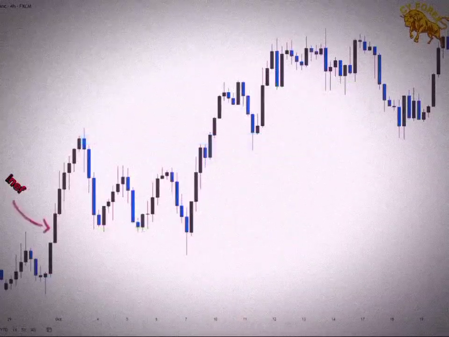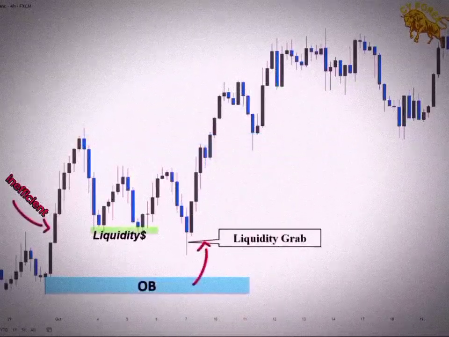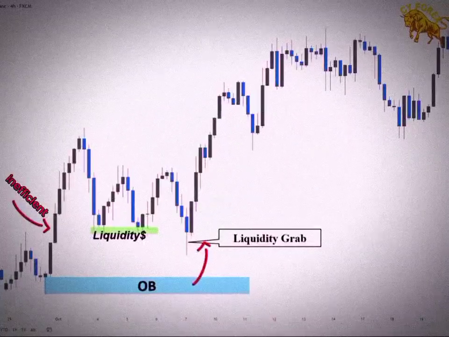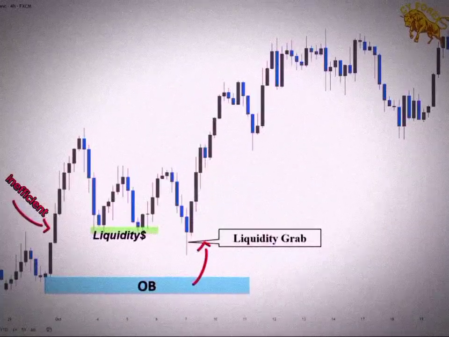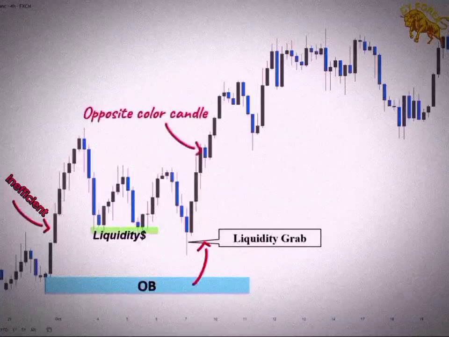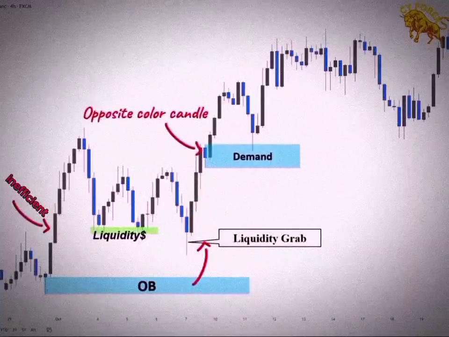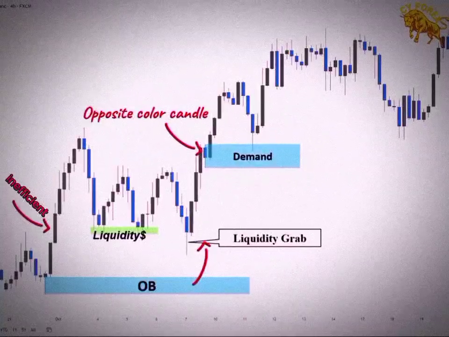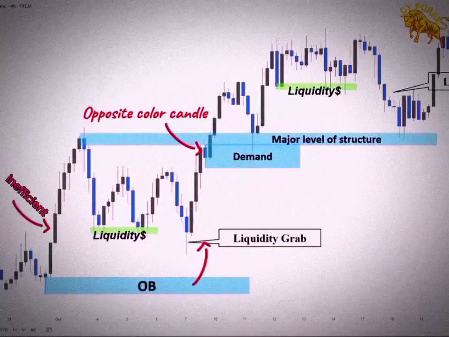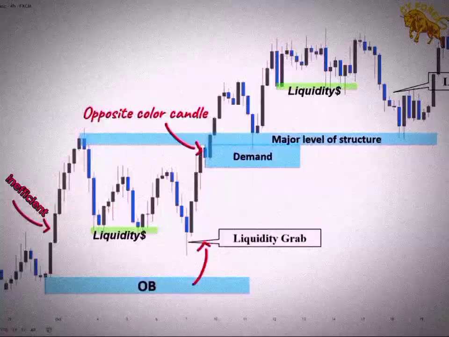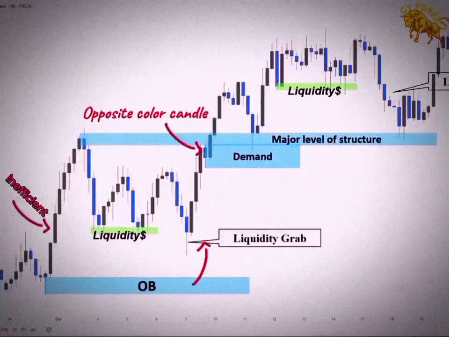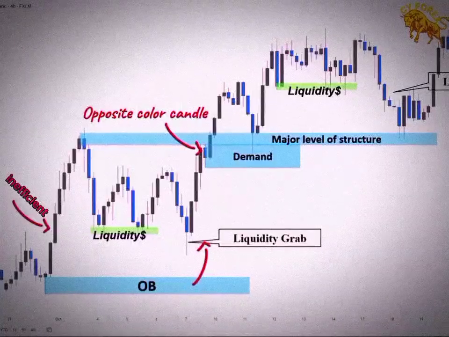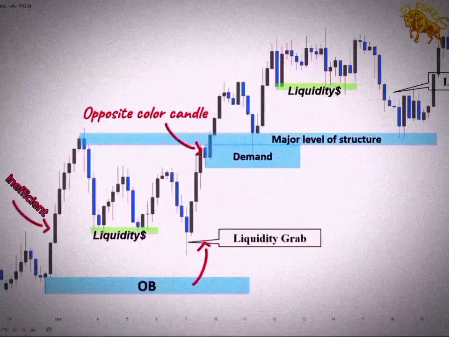Starting from the left, we had a nice move to the upside with inefficiency. We would have been waiting for the price to come down and fill this gap and place orders in the order block zone. Here, we had an opposite color candle that created inefficiency, which would have been a perfect demand level for trading. At the top, we had a major level of structure that recently acted as both support and resistance multiple times. Again, a perfect trading opportunity for buyers.